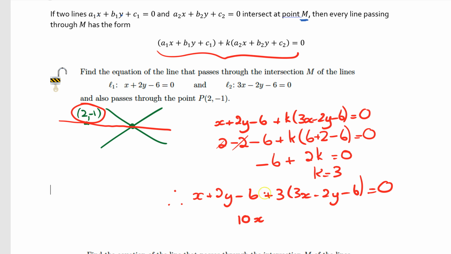I've got this 2y and minus 6y, so that will be minus 4y. I've got this negative 6 and I've got negative 18, so that's minus 24 equals 0. And I could divide all of that through by 2. So this is the simplest equation which will pass through that point and also through that point.